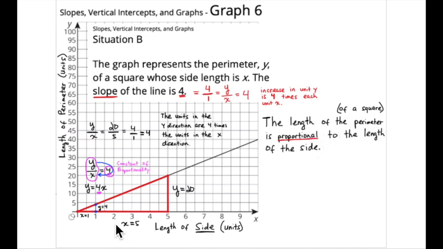So if you double the length of the side, you're going to double the length of the perimeter. So if the perimeter was 4, you double it, it's going to go to 8. And also it starts at 0, 0. If you don't have any length of side, then you have no perimeter. It's 0. All right, the length of the perimeter of a square is proportional to the length of the side, and it's 4 times greater. That's the slope.